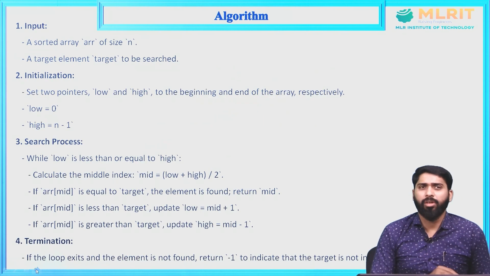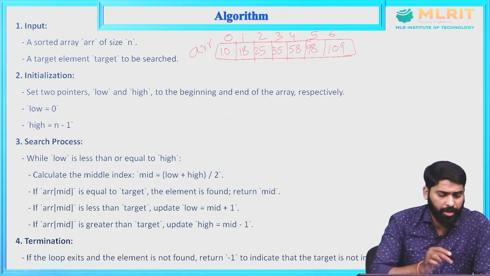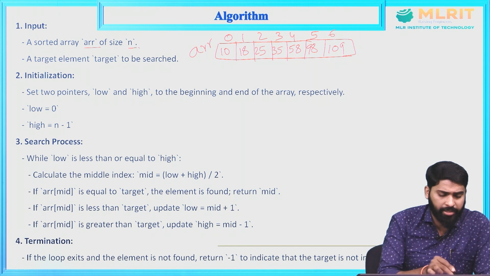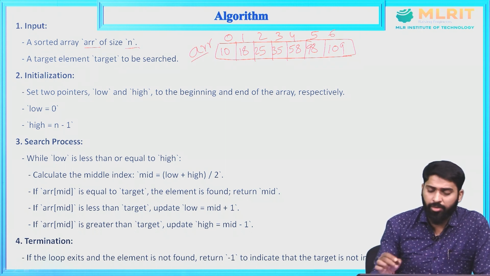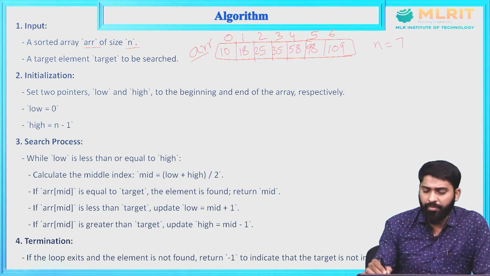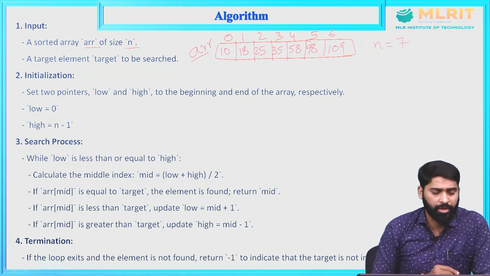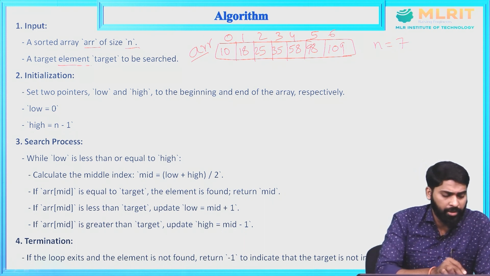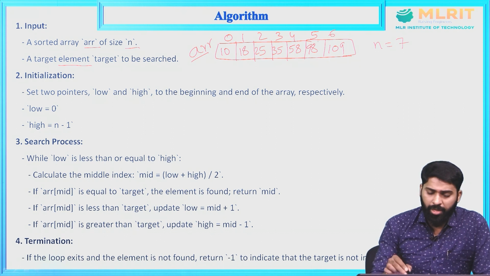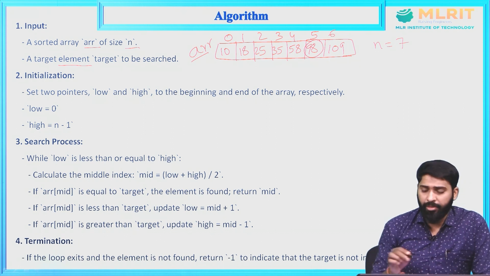So this is the algorithm. For binary search, the input is an array and its size n. Now this is the array. What is n here? n equals 7, the size of the array. And we give the input target element. Let us assume the target element is 98.